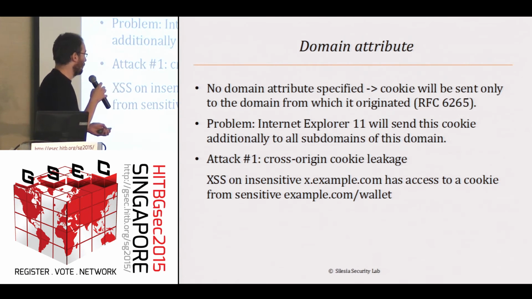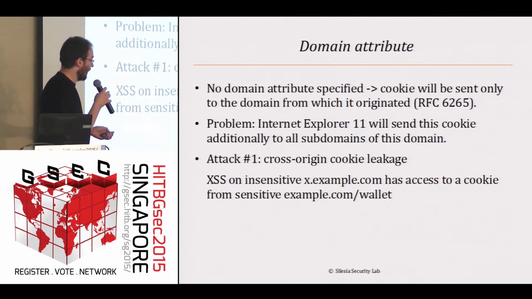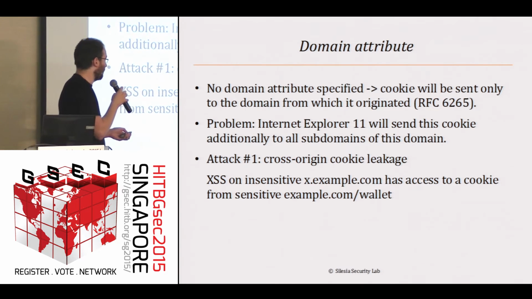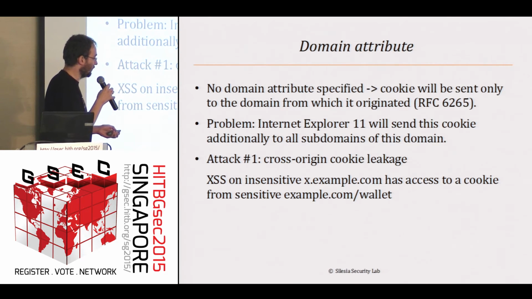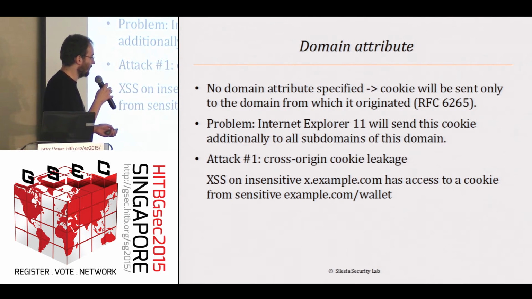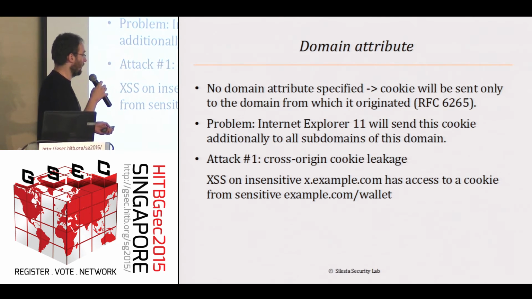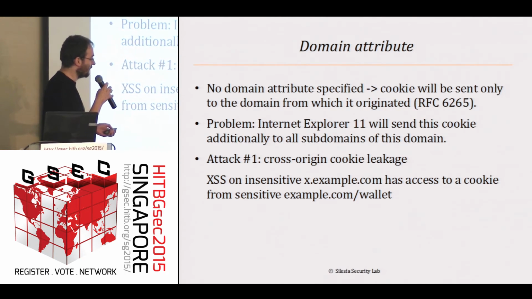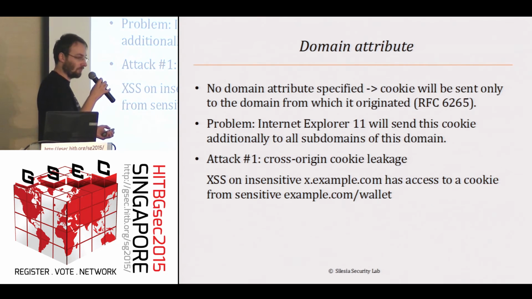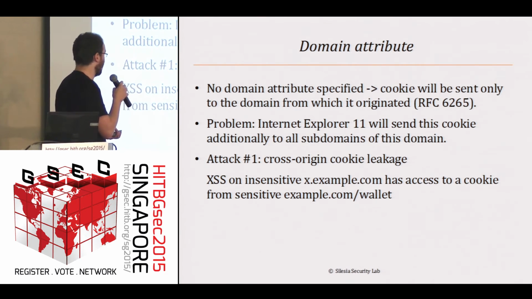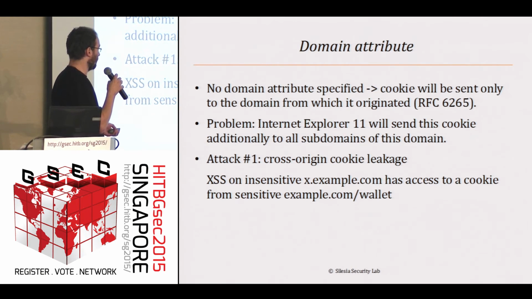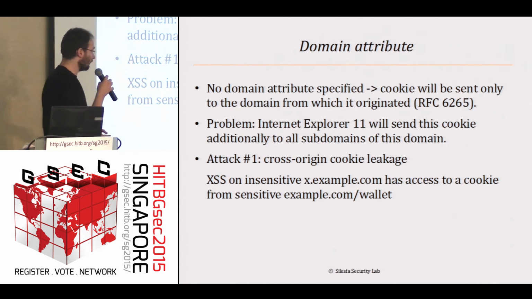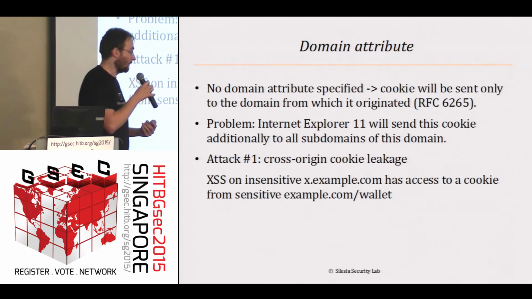That's why, as a bug hunter, I'm always interested in something like this, because I know that if there is XSS on x.example.com, I can set an arbitrary cookie to the main domain that will be sent to the main domain and all subdomains, right? So if I have XSS on this one, I can set a cookie that will be sent to this domain and all other subdomains. In general, this is how it works.